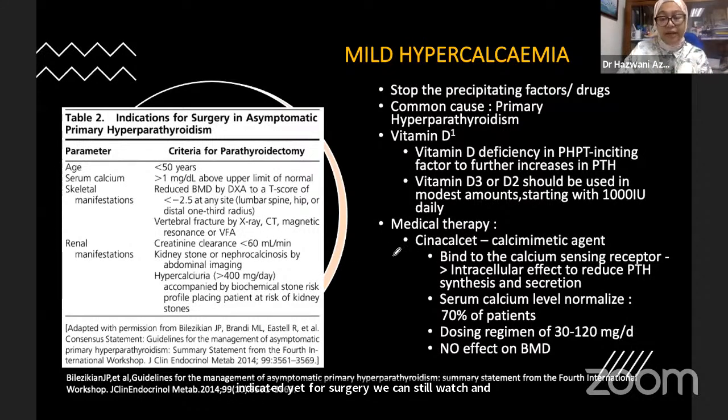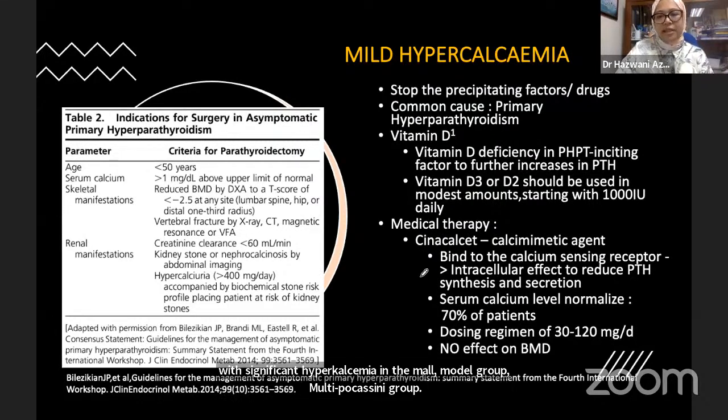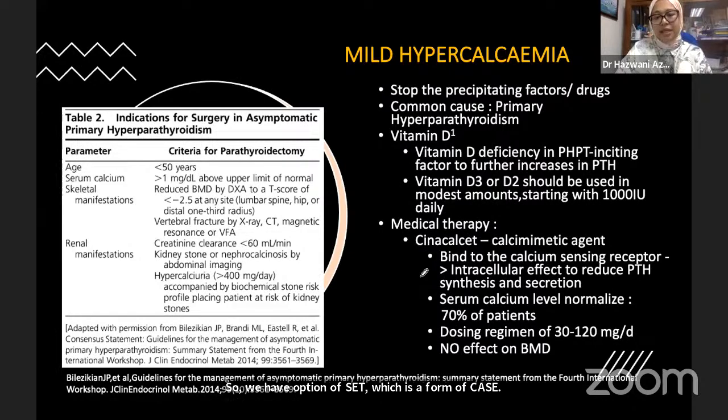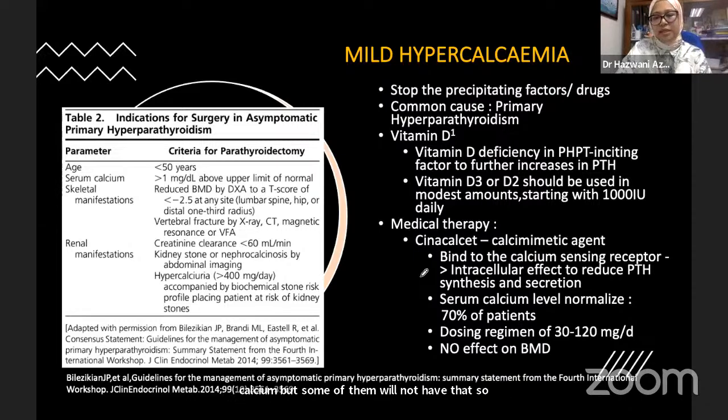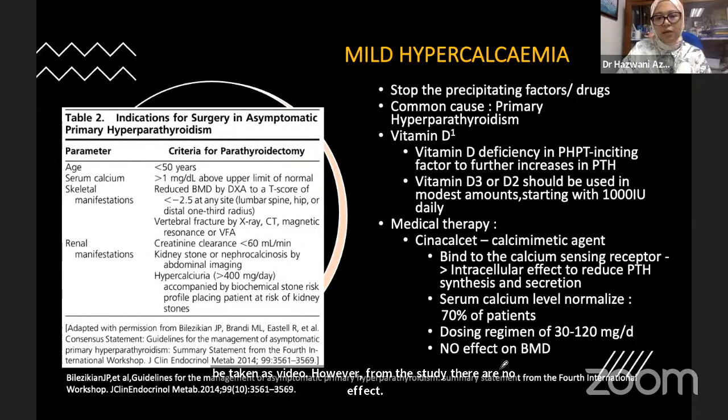There are also options for medical therapy in patients with significant hypercalcemia in the mild hypercalcemic group. So we have the option of cinacalcet, which is a form of calcimimetic agent. This is very pricey, but it can be done. What does it do? It binds to our calcium sensing receptor, so it will exert an intracellular effect to reduce parathyroid hormone synthesis and secretion. In 70% of patients it will normalize serum calcium, but some of them will not, though there is still a significant reduction in calcium. The dose regimen is 30 to 120 milligram per day, which can be taken as BD dosing. However, from the study, there is no effect on BMD or prevention of osteoporosis with using cinacalcet.